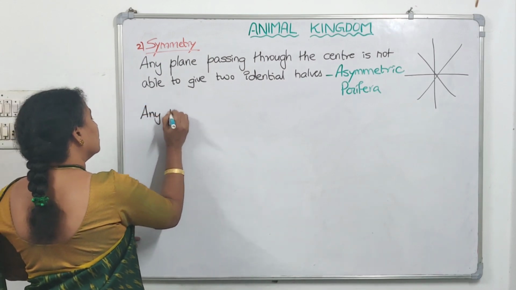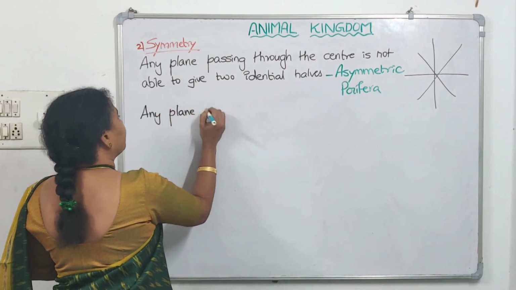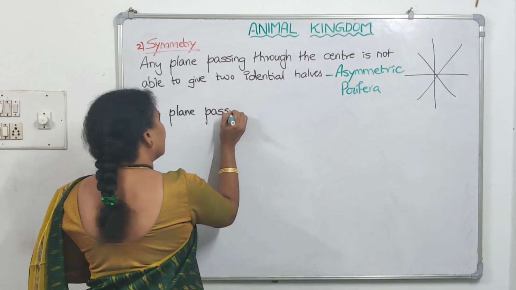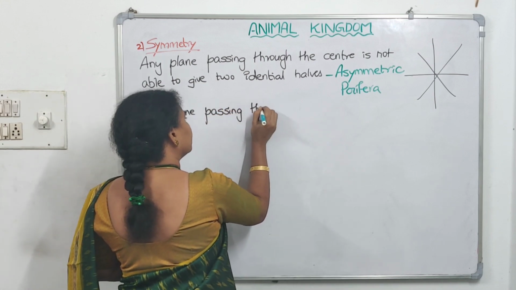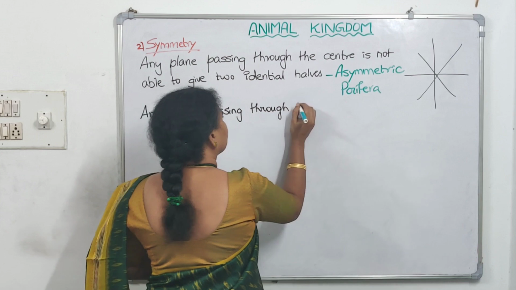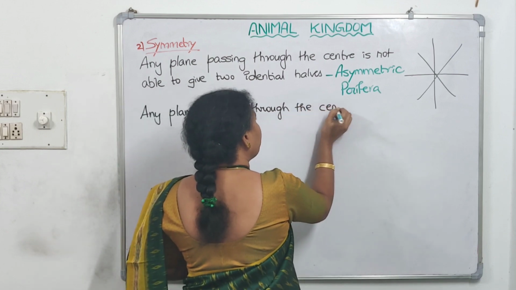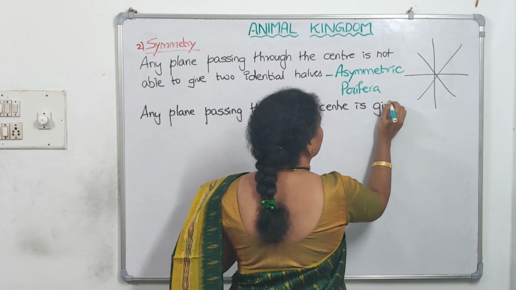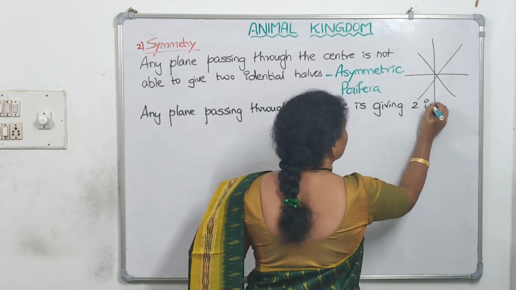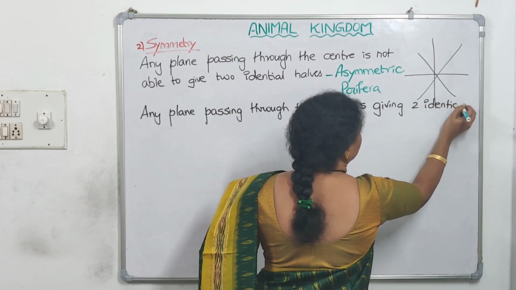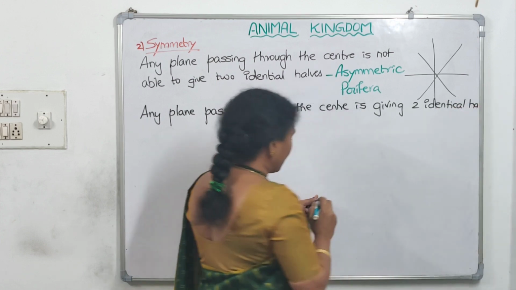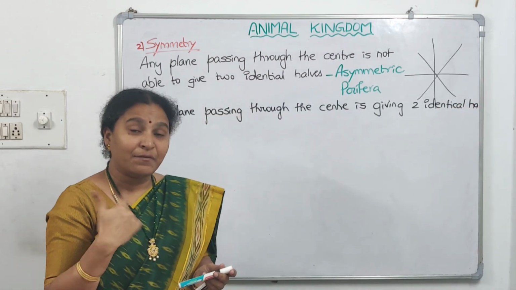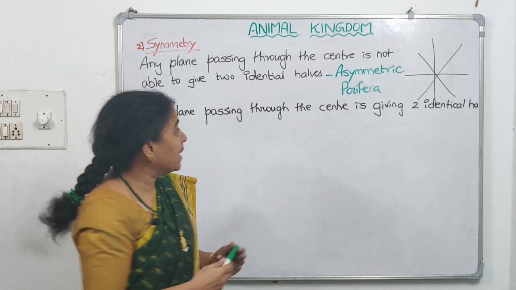So, any plane passing through the center, if it is giving two identical halves, then that is symmetric. And which type of symmetry is it? It is radial symmetry.